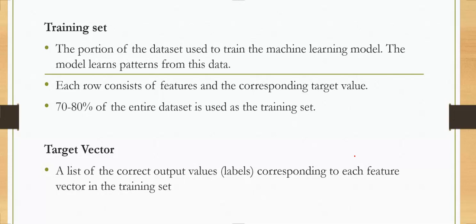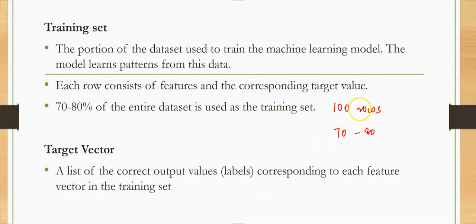And the next term: a portion of the data set used to train the machine learning model, from which the model learns patterns, is known as the training set. Each row consists of features and the corresponding target also. If we have 100 rows of data, 70 to 80% is used for training. Only 70 to 80% of the entire data set is used as the training set.